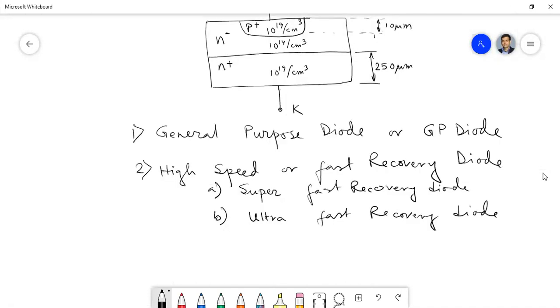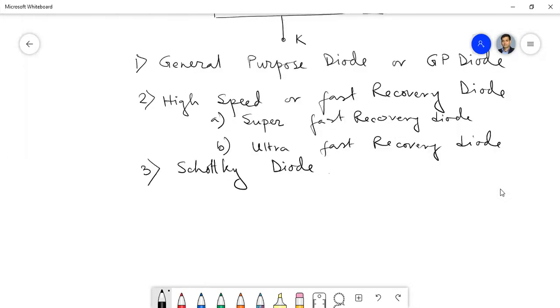So another very popular one is called the Schottky diode. Okay, so let me discuss the first one, general purpose diodes. There, I will discuss the recovery time. So it is generally the recovery time.